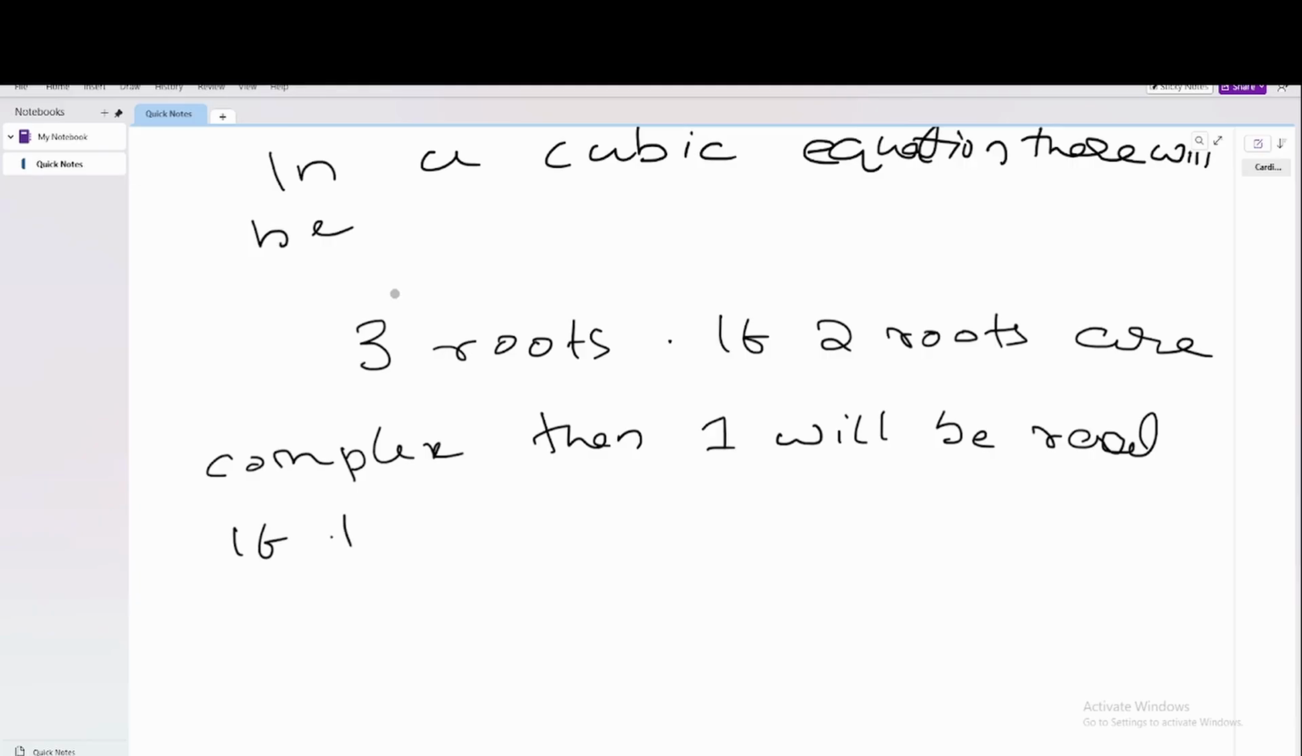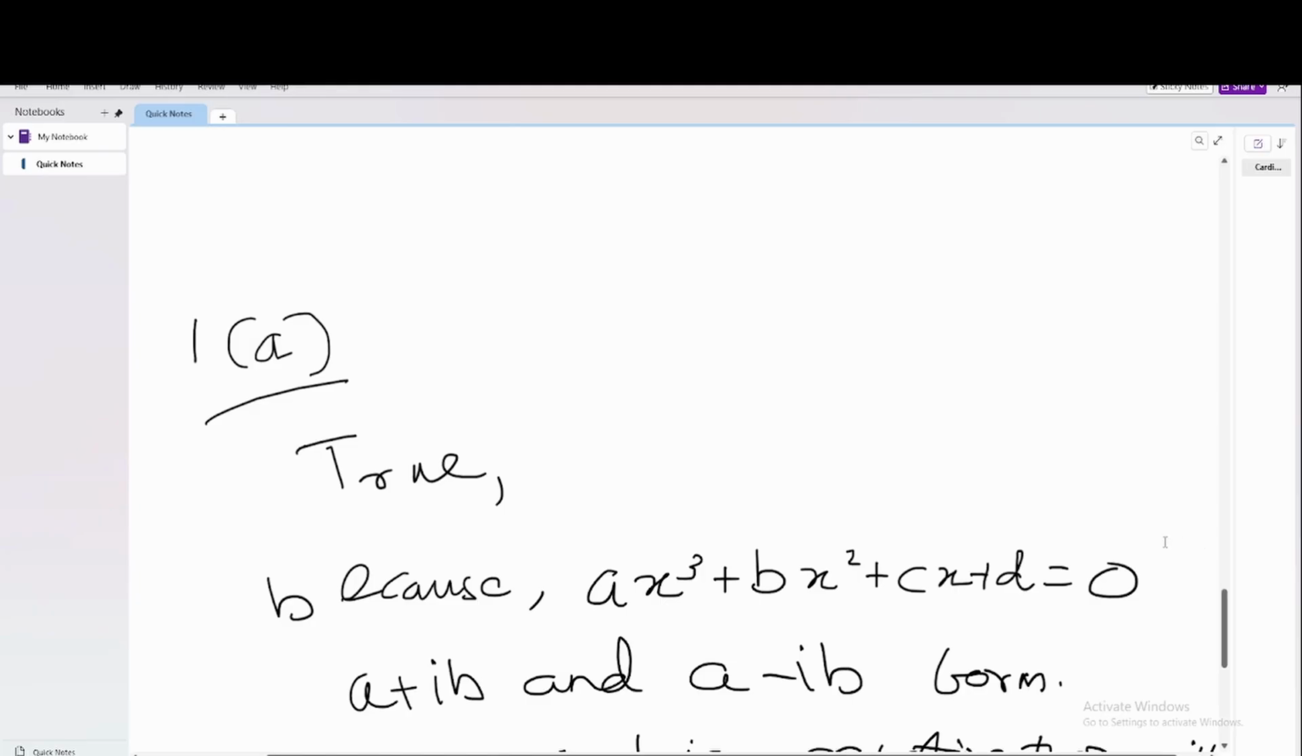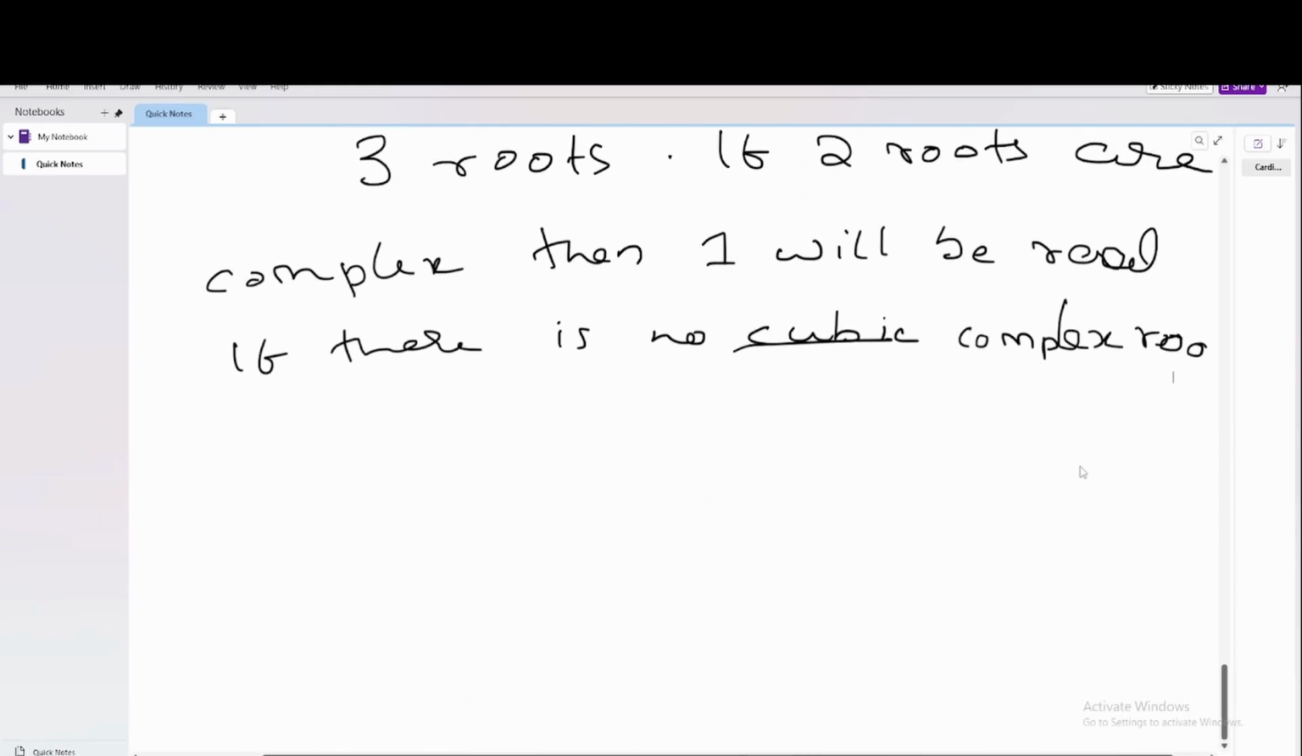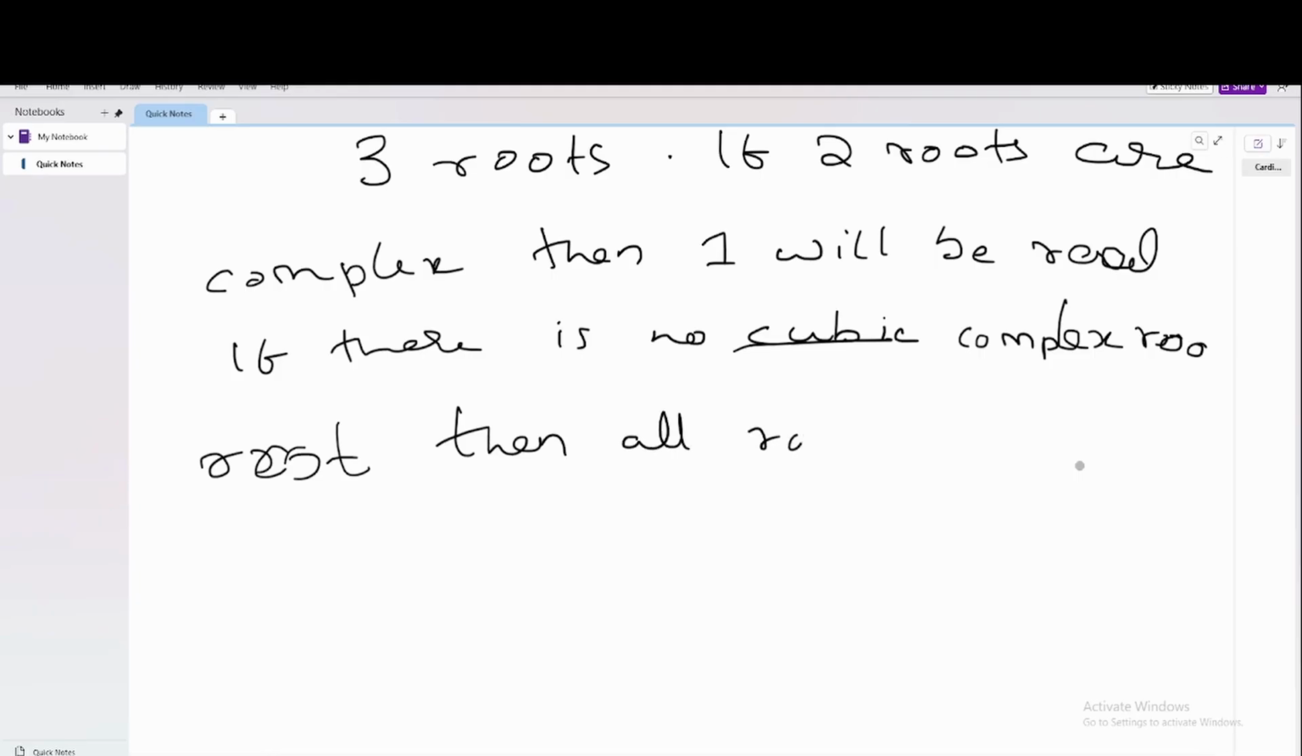If there is no complex root, then all roots will be real.